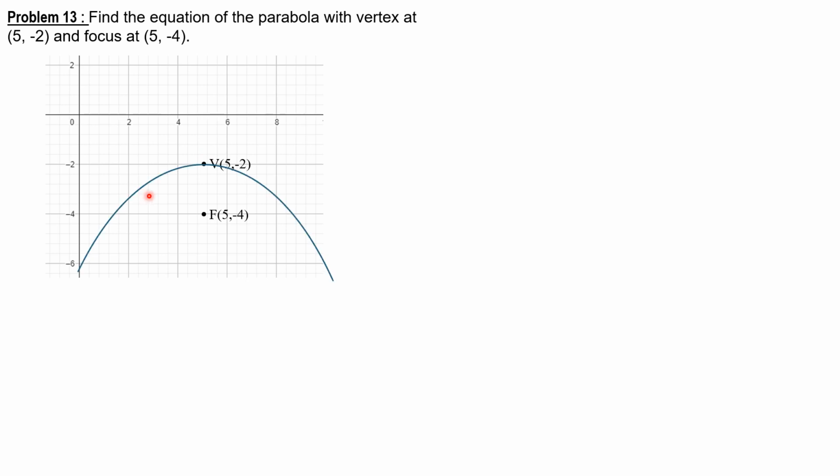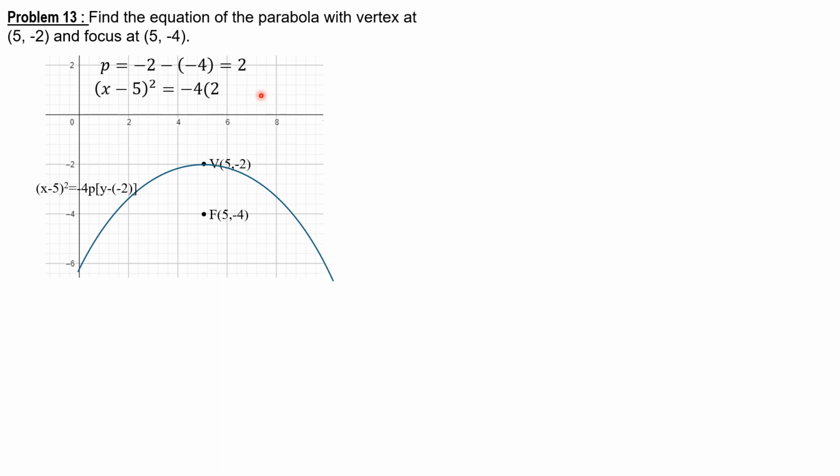Therefore, the expected equation is (x minus 5) squared equals negative 4p, negative latus rectum, times (y minus negative 2). So this is the expected equation. The distance between the vertex and the focus is p, and it is negative 2 minus negative 4. So it is equal to positive 2. Substitute into this equation, then simplify.